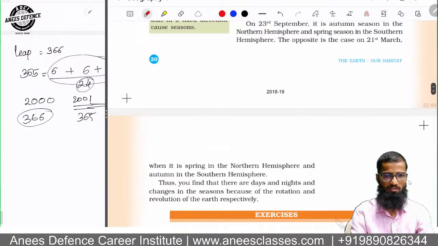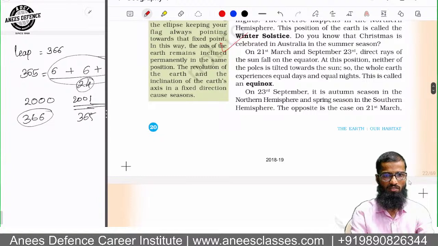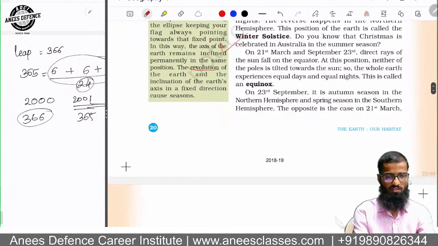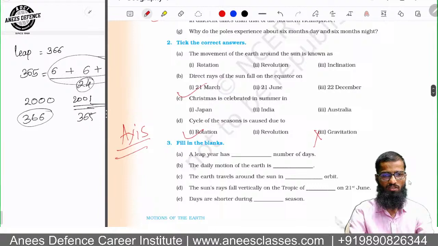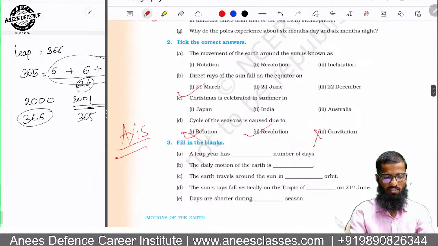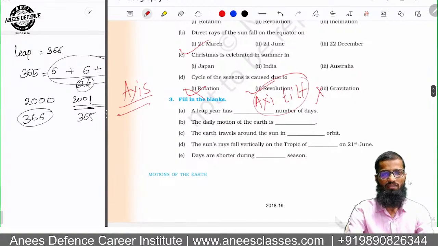For example, the revolution of the earth and the inclination, this is what I was talking about. So you will get the answer: revolution, sorry, and the axis tilt. These two are the answer. Leap year has how many number of days? 366.